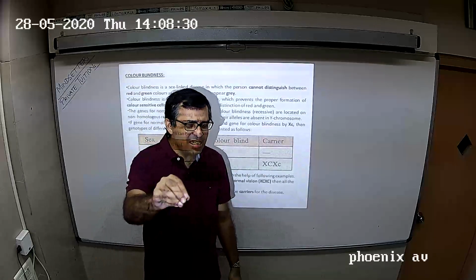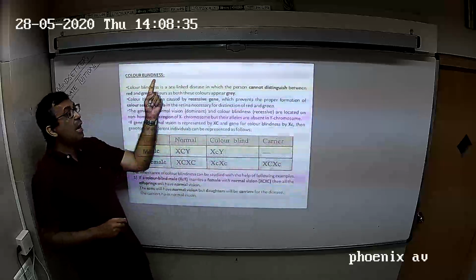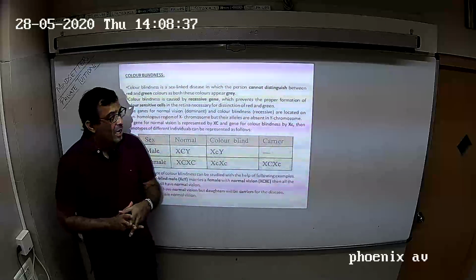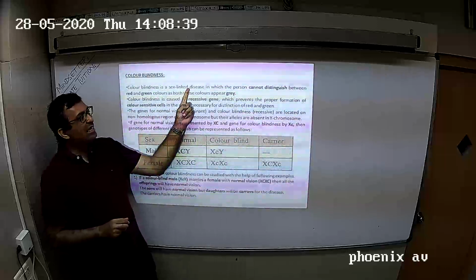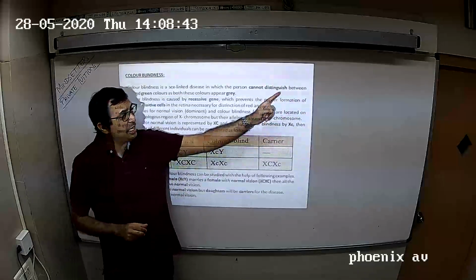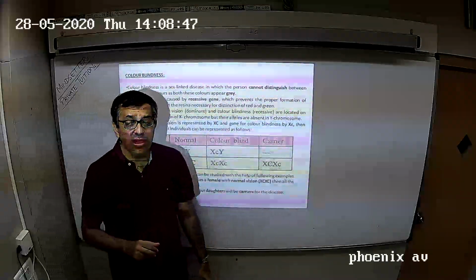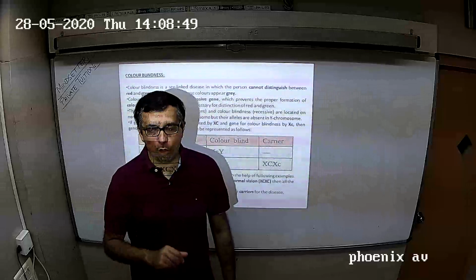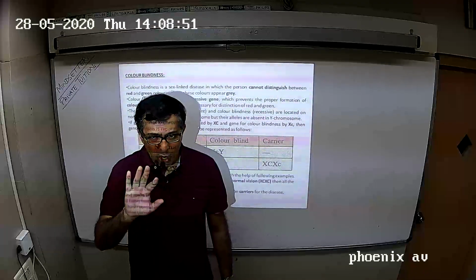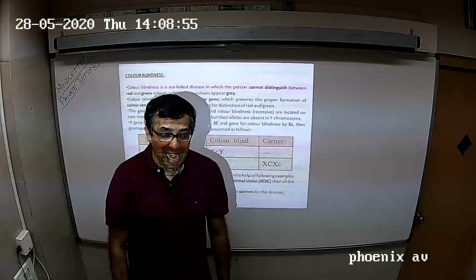So here we have a nice example. We start with color blindness. Color blindness is a sex-linked disease in which a person cannot distinguish between red and green colors, and both the colors appear grey to the person. So a person cannot distinguish between red and green color and everything appears grey to him.